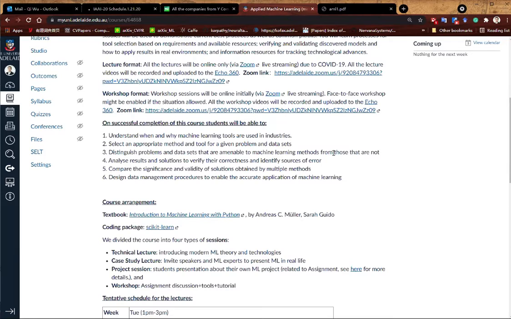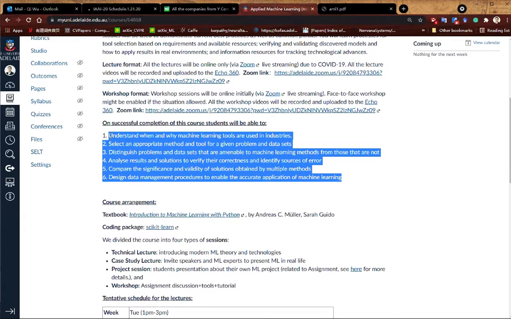And of course, you need to know how to evaluate your project, evaluate your method, whether it's a successful application or not, whether it will be a popular one in the market. And you also need to design the data management procedures to enable the accurate application of machine learning. So basically, these are the goals of this course.